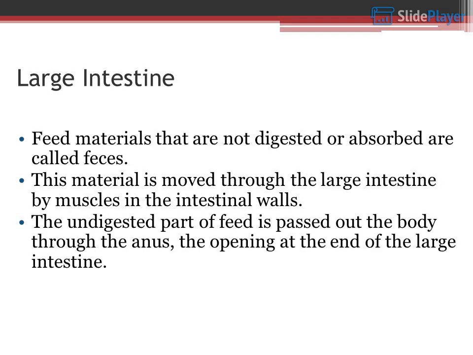Large intestine. Feed materials that are not digested or absorbed are called feces. This material is moved through the large intestine by muscles in the intestinal walls. The undigested part of feed is passed out of the body through the anus, the opening at the end of the large intestine.